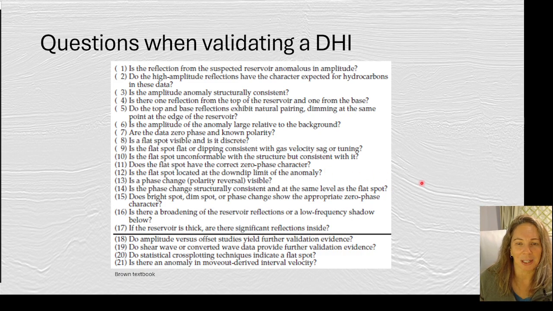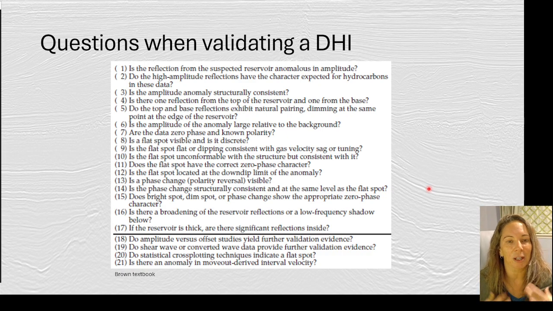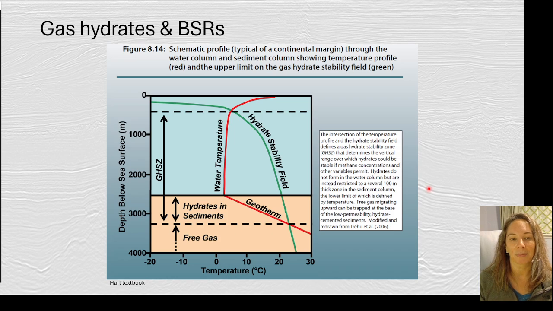From the Brown textbook, there are a lot of different questions you can ask yourself when validating a DHI. They're probably more updated now. I know we had a more comprehensive list when I worked at Chevron of all the different things we wanted to consider. A lot of them have to do with how many different hydrocarbon indicators you have. If it's just one, you may not be as confident that it's actually due to hydrocarbons, but the more you have, with the conformance, the flat spot, the bright spot, a velocity sag, the more confident you would be in the DHI.